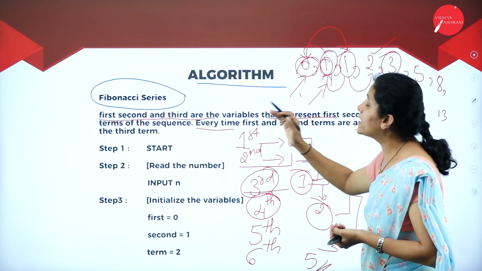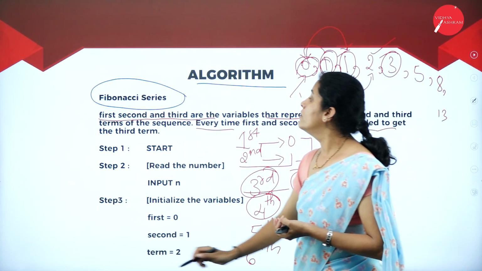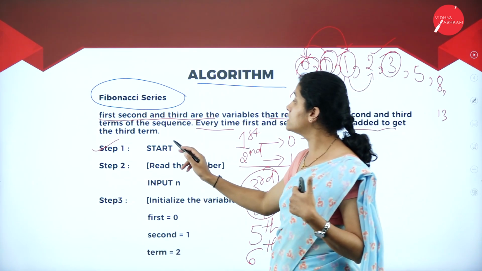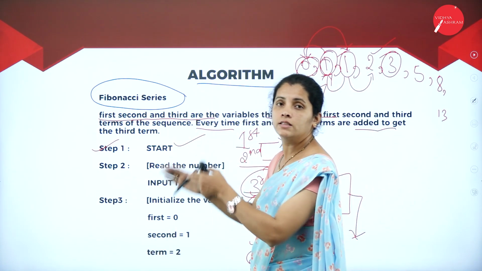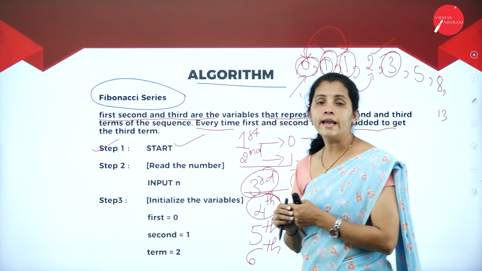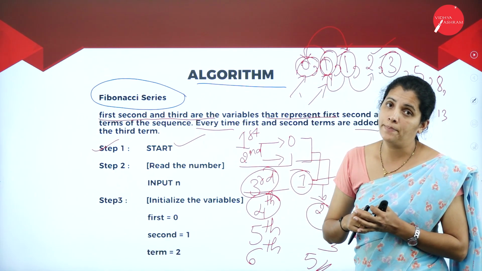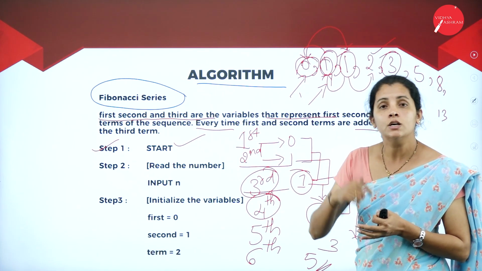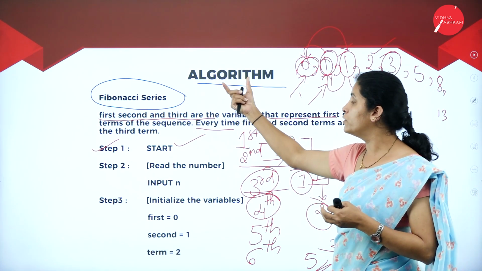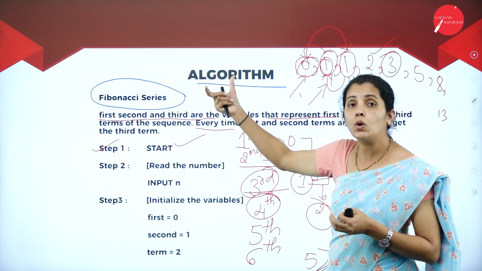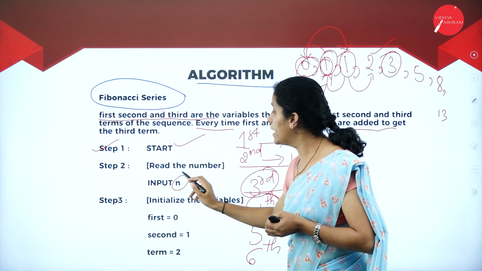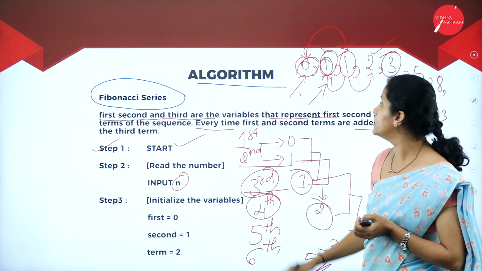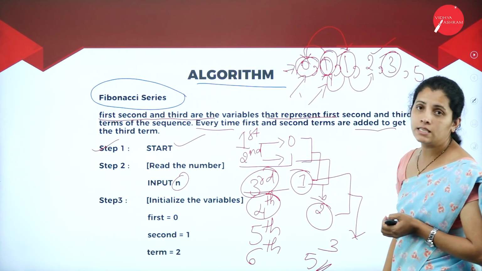So the actual algorithm starts from step 1. What is my first step? I'm going to start my algorithm. So this is my starting point. Then what is my next step? I'm going to read the input, that is the total number of terms in the Fibonacci series. Here the total number is nothing but n. Then I'm going to initialize the values. That means how the number series starts here.